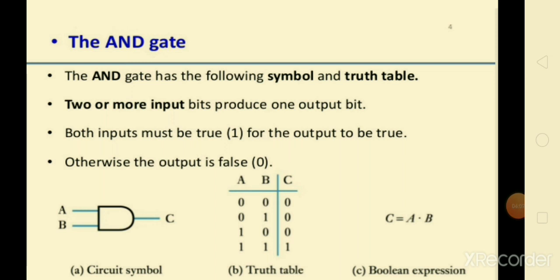So the AND gate is nothing but this: when both the inputs are 1, or both the inputs are high, or both the inputs are on, at that time the output is 1, else the output is 0. Here you can consider it as when both the inputs are true, the output is true, otherwise the output is 0.